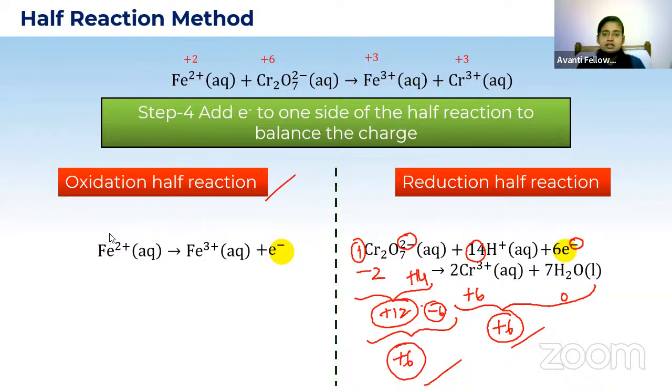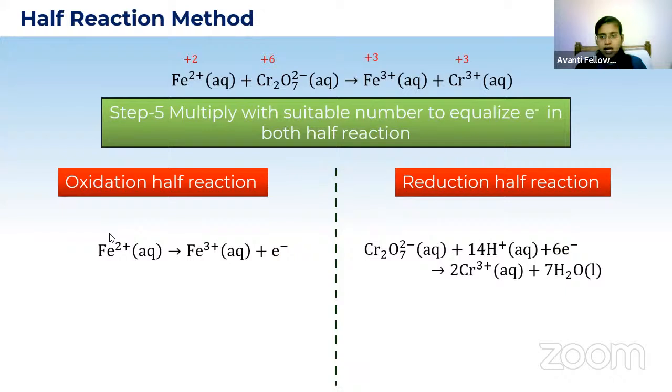Is it clear to all of you? Can you all understand? To balance the charges, I am adding 6 electrons in the reduction half reaction. Now, since I have added 6 electrons in the reduction half reaction, I have to have 6 electrons in the oxidation half reaction also, right? Only if the 6 electrons are lost by iron can those 6 electrons be gained by chromium. One electron in one reaction and 6 electrons in another reaction is not possible.